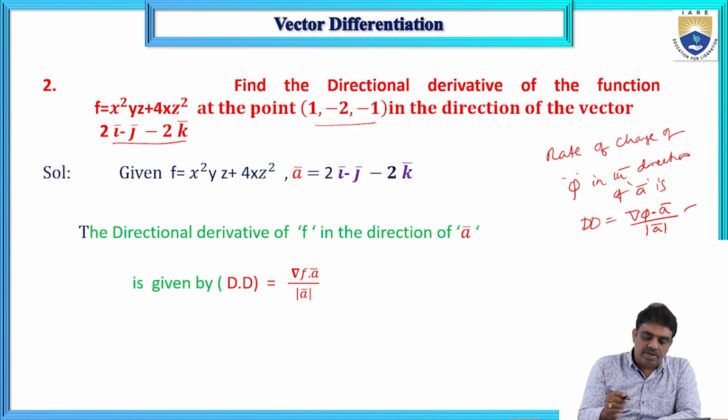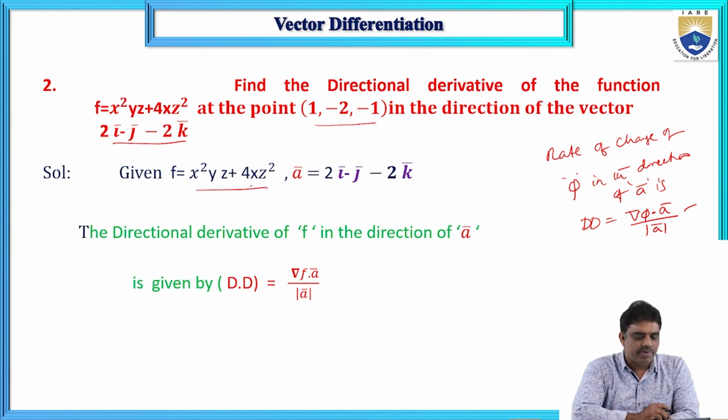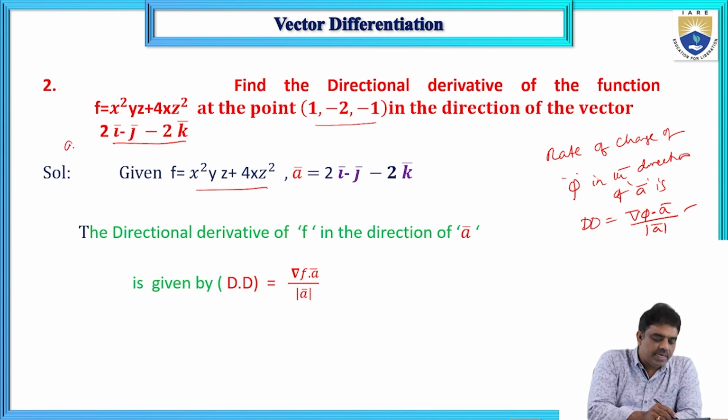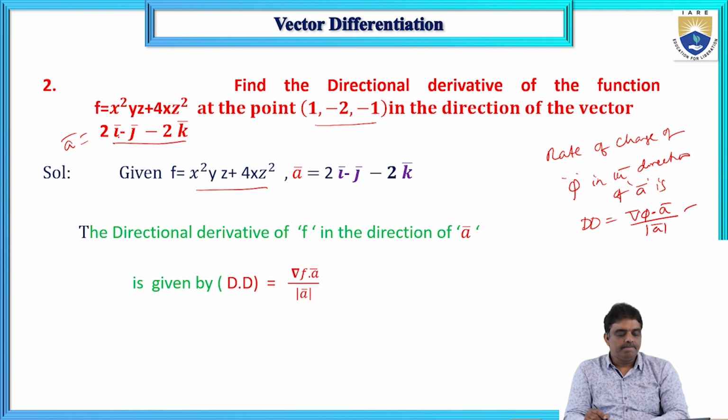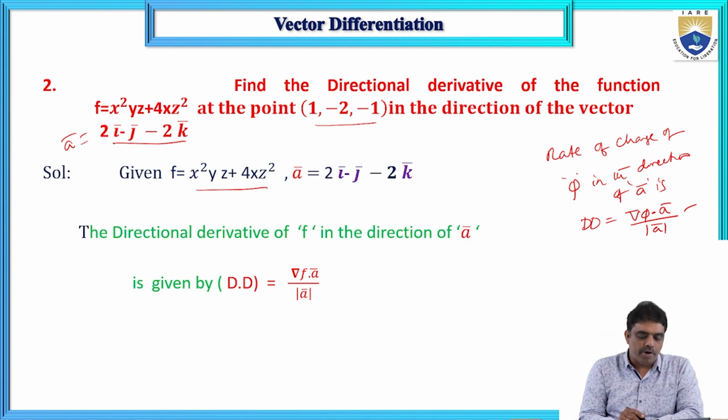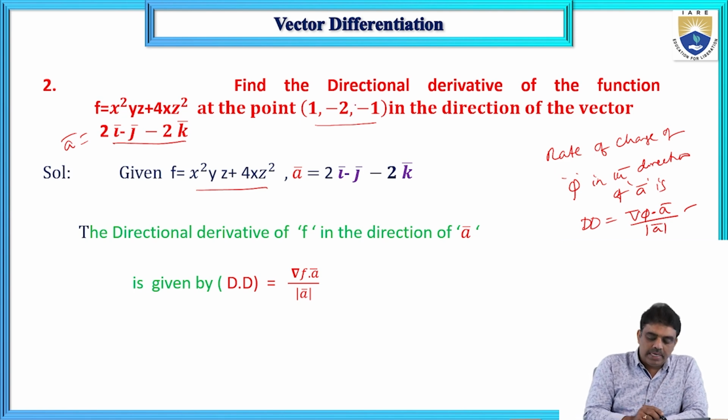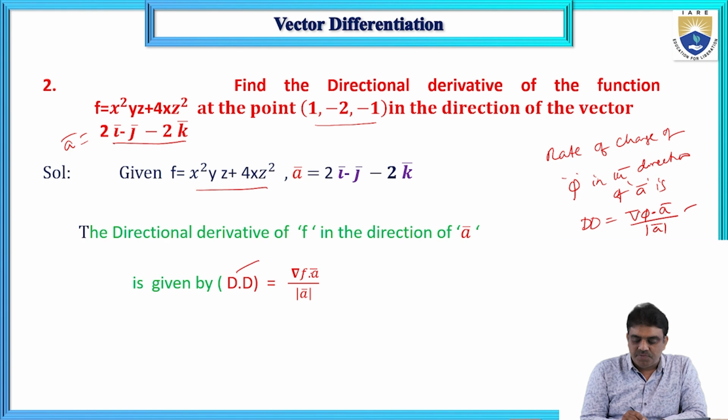So the directional derivative here I am going to calculate. The given function is x square yz plus 4xz square, and also given that a bar is the vector on which direction we have to find the directional derivative. That is also given: a bar is equal to i bar, and also given some point. The point is (1, -2, -1). So the directional derivative of f in the direction of a bar, the formula is: directional derivative D D is equal to grad f dot a bar by magnitude of a bar.